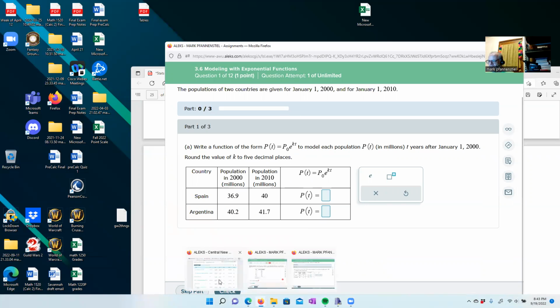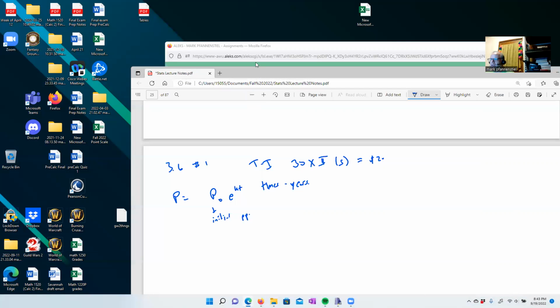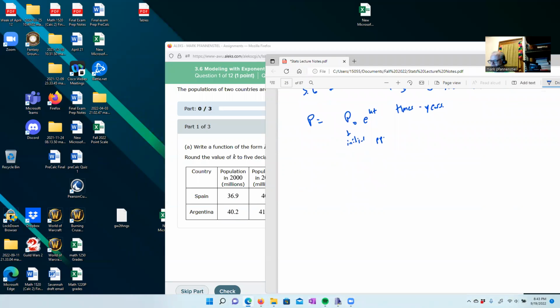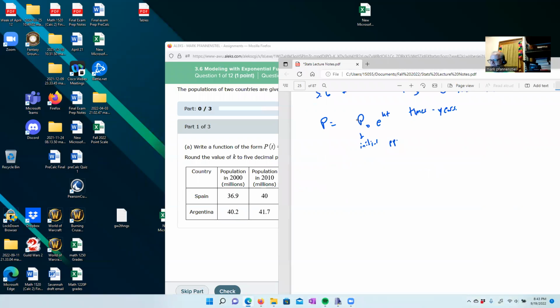Okay, so let's go ahead and have a look. That's this guy right here. We have 2 countries, Spain and Argentina. I think there's other countries depending on which one you're dealt with. So we have 36.9 million in year 2000 and 40 million in year 2010. So we want P is equal to, what's the initial population? The initial population is the population we have in 2000. This is 36.9 million people, e, and then we have k, and then we're going to have a t here.